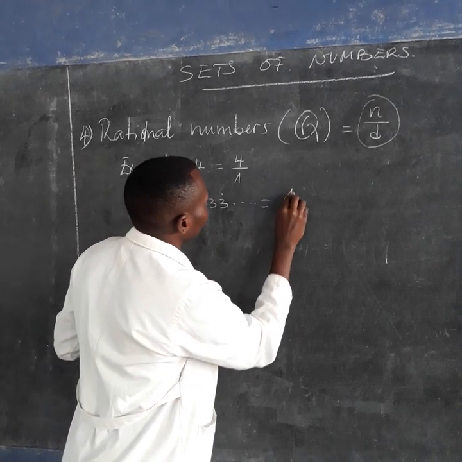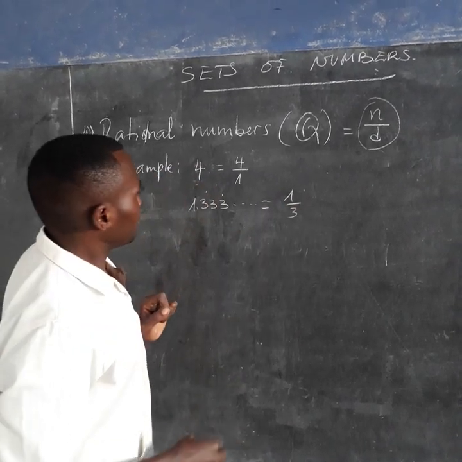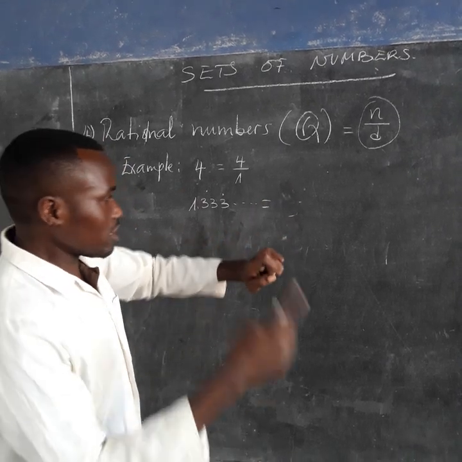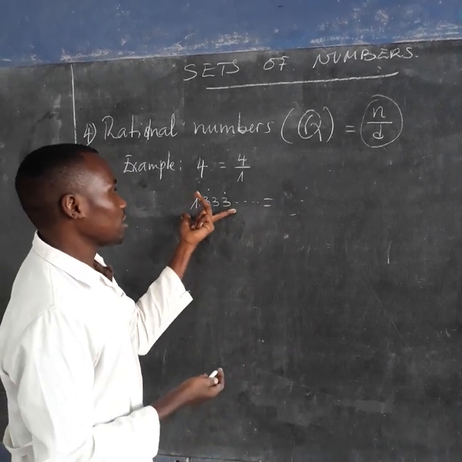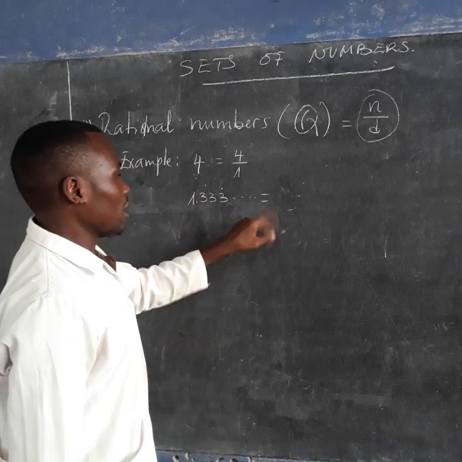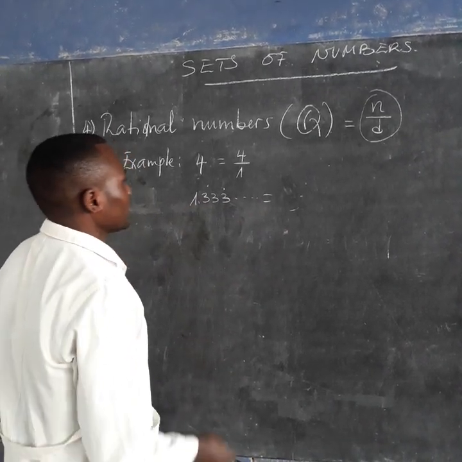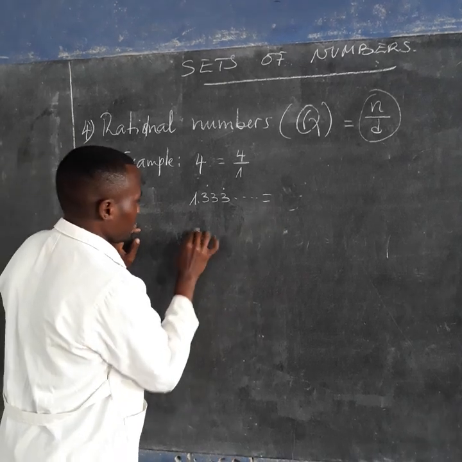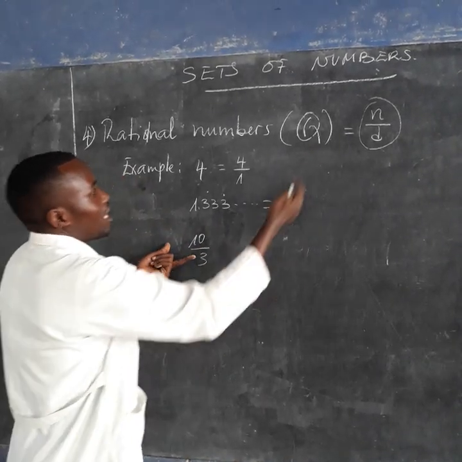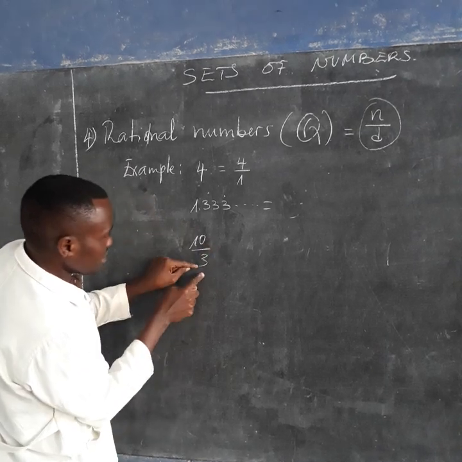For example, 1 over 3, is it? No, it is not like that. But within the next lesson, you will see how we can write this number as a fraction. But remember that when we write 10 over 3, this is a rational number, because this is the numerator and this is the denominator.